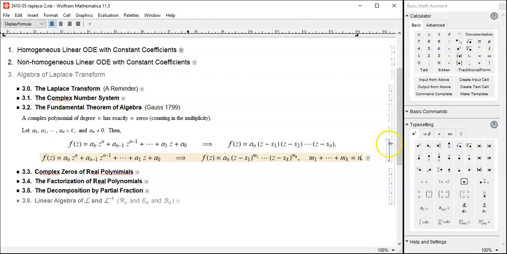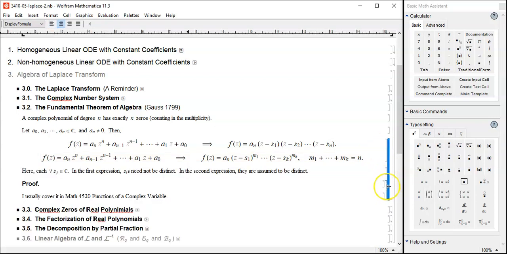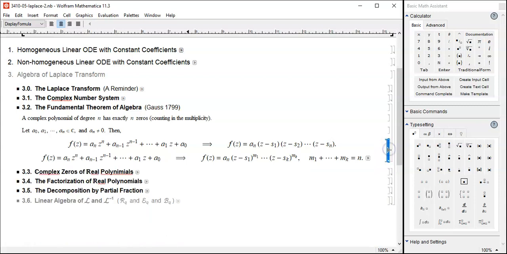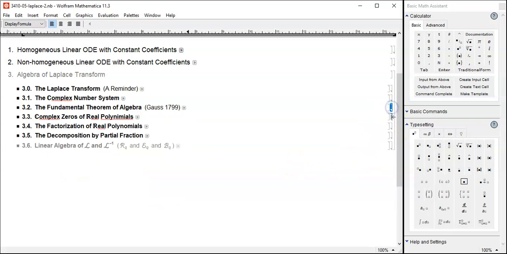Okay. The proof, we don't do the proof here. I usually cover it in Math 4520, functions of a complex variable. Not here. It's way above our head. But we can use it. So any complex polynomial can be completely factored. And then if you want distinct zeros, then we'll use this form. The latter form is the one we're going to be using in this section.